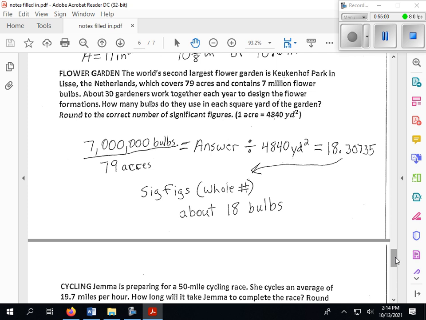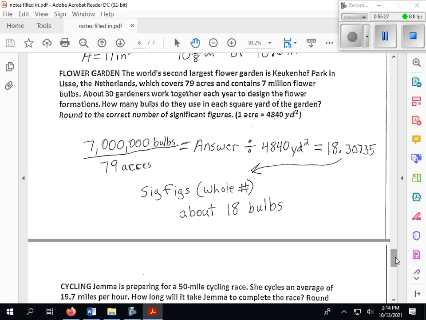How long is it? It's 1 square yard, so it's 1 yard by 1 yard. 3. How many square feet are in that 1 square yard? Count them. 1, 2, 3, 4, 5, 6, 7, 8, so 9 square feet. 1 yard squared equals 9 feet squared.